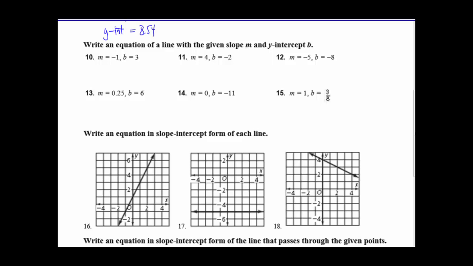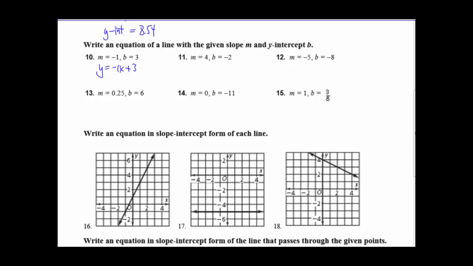Let's go down to number 10. On 10, we are now going to write an equation of the line with the given slope m and the y-intercept b. Now we've got to go backwards. I need to take that m and b and write it as y equals mx plus b. We know that the slope is being multiplied to our x value, so we're going to write y equals negative 1x, or you could say negative x, and our b is 3, so we go plus 3.